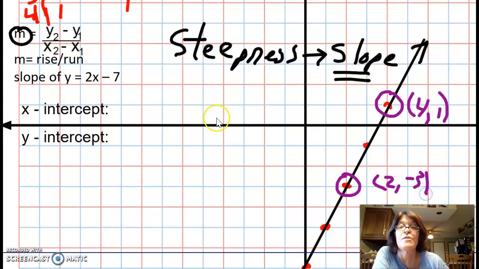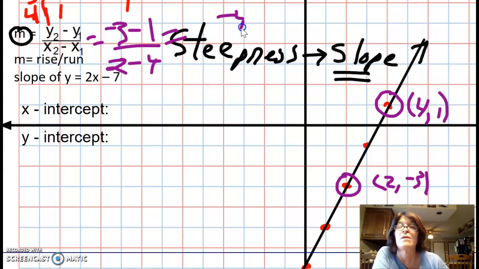And this is the point (2, -3). I'm going to use this formula. I'm going to take the second y and subtract the first y. That's what these little subscripts mean. So I'm going to take the second y, -3, and subtract the first y. And I'm going to take the second x, 2, and subtract the first x. That ends up giving me -4 over -2. -4 divided by -2 is 2.